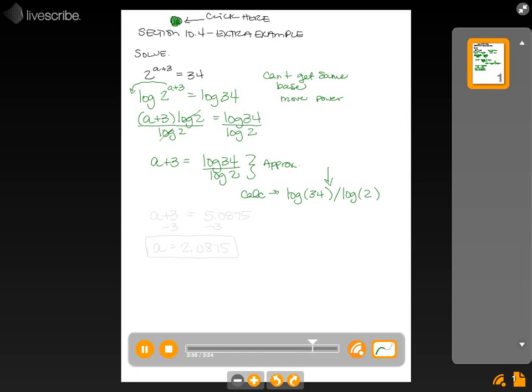When we put this in the calculator, we end up getting, roughly, I'm going to round this to 4 decimal places, about 5.0875. And that equals a plus 3. Pretty easy to solve at this point. Subtract 3 from both sides. So a ends up being 2.0875. And there's the answer to this problem. Excellent example of how we use common logs to solve a problem.